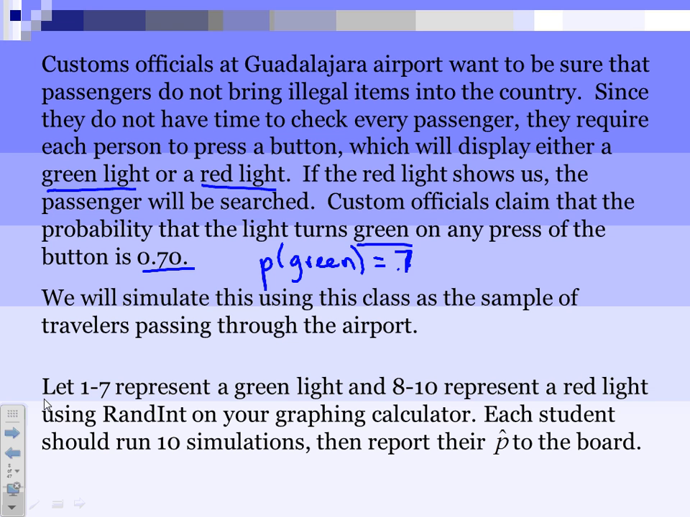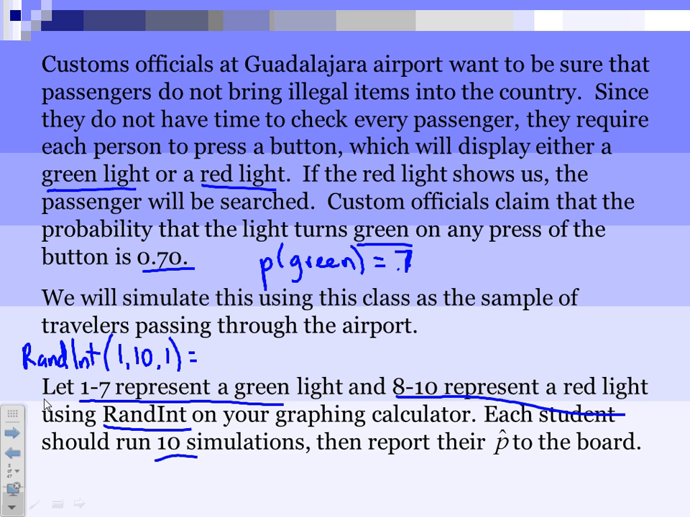Okay? And we're going to simulate this. I'm going to do it myself using the randInt function. We're going to say 1 through 7 represents a green, and 8 through 10 represents a red. I'm going to run 10 simulations, and we'll look at what that would look like on the board in just a second. The three numbers you're entering with randInt are the low, the high, and the number of numbers.